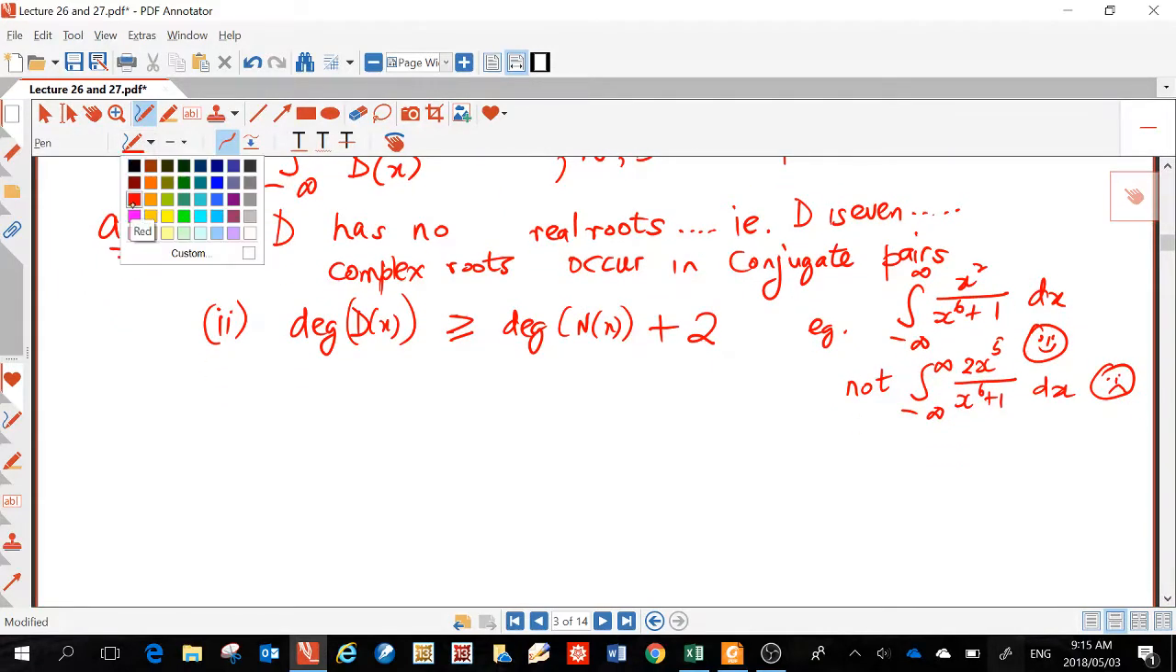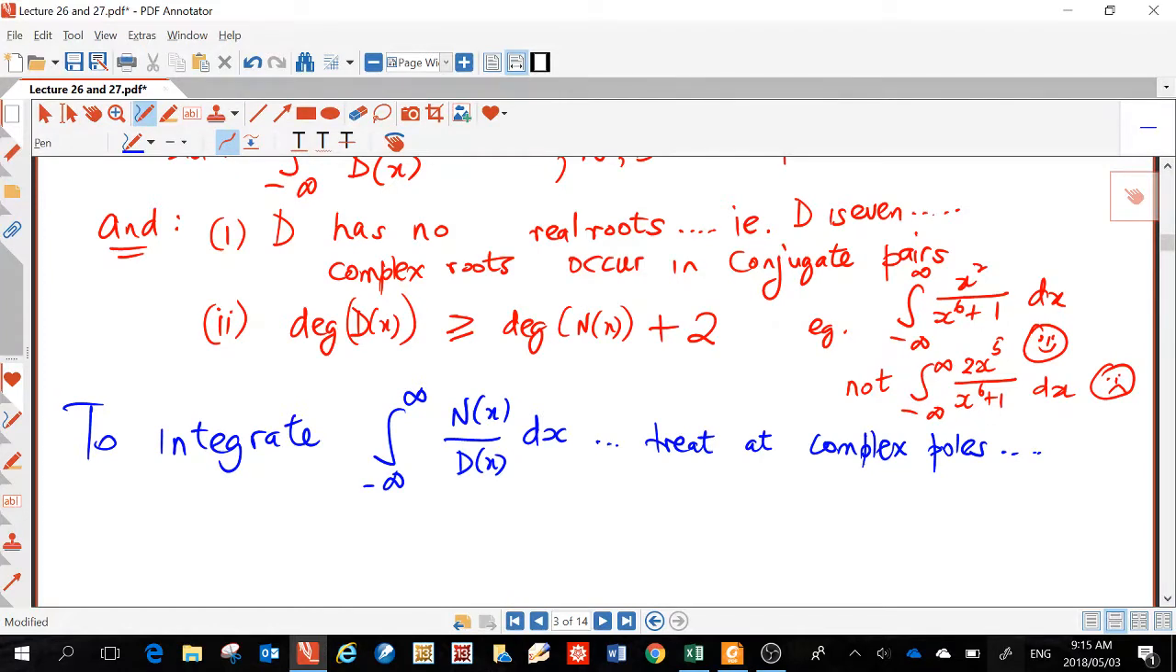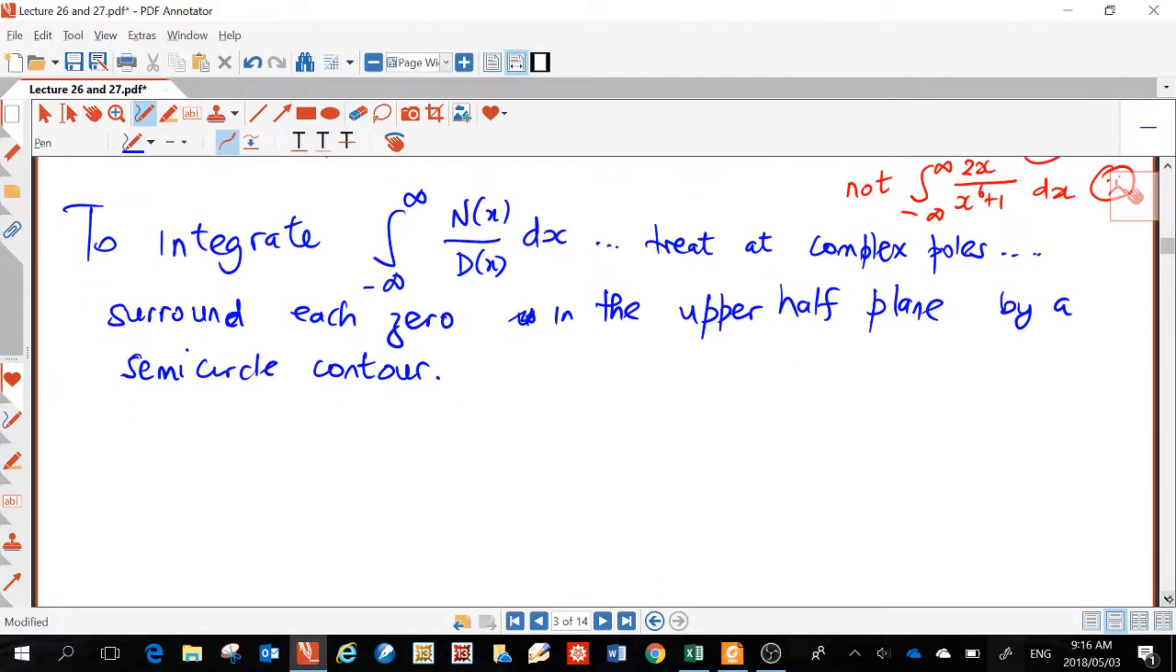Now to integrate. In other words, to do the integral from minus infinity to plus infinity of n of x over d of x dx, what we do is we treat as complex poles, and we surround each 0 in the upper half plane by a semicircle contour. That's the method.